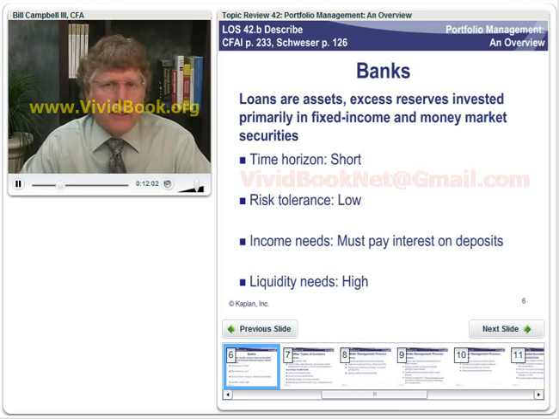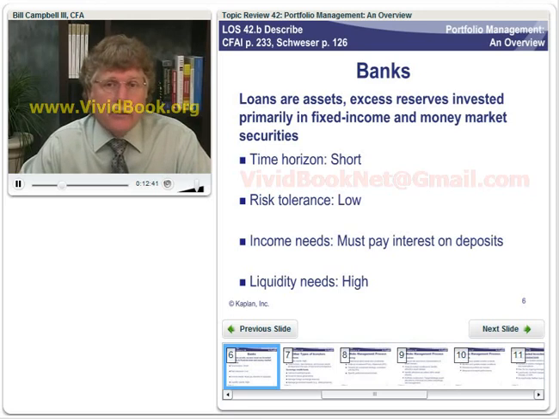Banks' time horizon tends to be short because the time deposits that the bank gets can be withdrawn at any time. People write checks, they take money out of the ATM, and so on. So they tend to have a relatively short time horizon, and because of that, their risk tolerance is low. They cannot afford to lose money on their investments and then find that that happens at exactly the same time that a number of their depositors want their money back, and the bank doesn't have enough money to be able to cover the withdrawals that the depositors want to make.